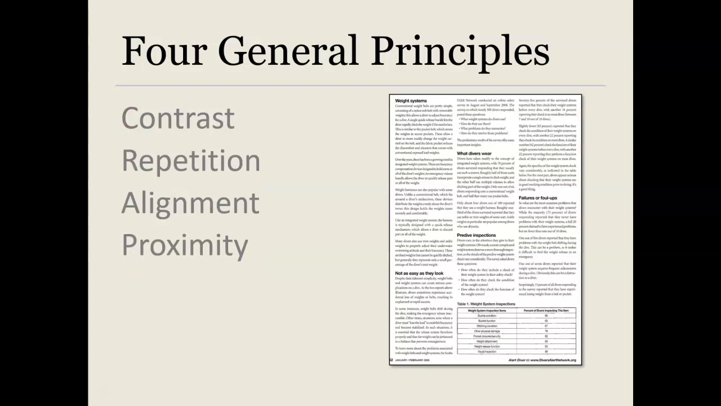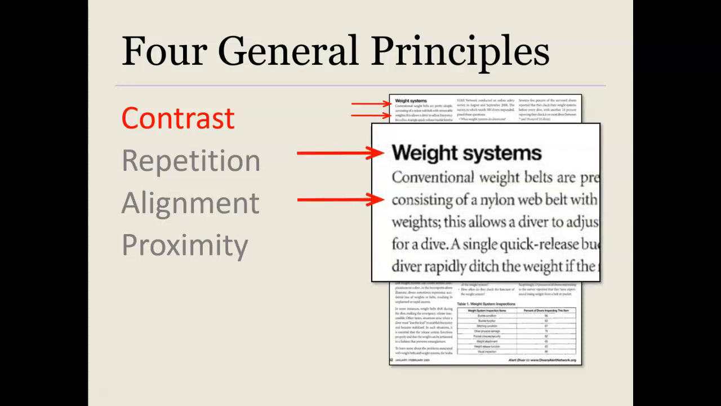Let's see how these all play out on an actual page. Here's an example of contrast where the red arrows are pointing. I'm going to give you an example of it blown up. So the weight systems text and the main text that's following. Notice there's a lot of contrast between the two. Now, yes, there is contrast between the main body text and the heading text in black and the background in white. That counts as contrast, definitely. But look at the contrast between the text that I'm pointing to.